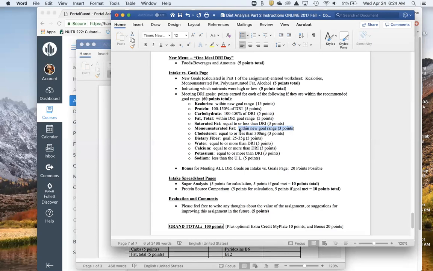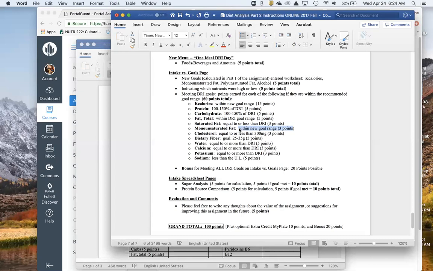This is the same exact thing you did for part 1. However, many of you guys missed that on part 1. I corrected it in the comments of your grading. So go review your part 1 and see if you got correct answers for your calorie range and your monounsaturated fat range. If you didn't, I would have corrected it for you, and so you can see how I did that work.